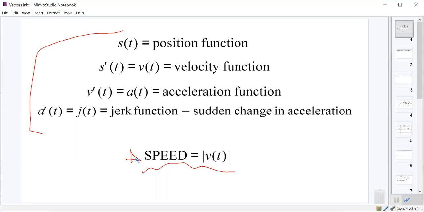And even more so this year when we get into vectors, speed being the absolute value of velocity is exceptionally important. So you don't want to forget that. And they love to put in questions about speed on the AP test just to mess with you and make sure you understand that speed is the absolute value of velocity. Speed has no direction attached to it. Good or no? Everybody good? Not good? Good. Great. Good.